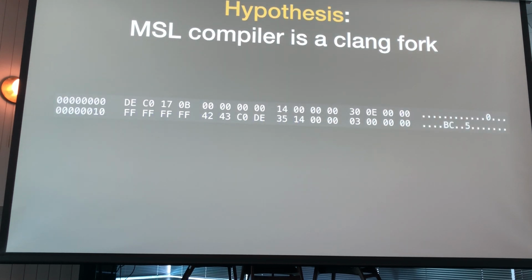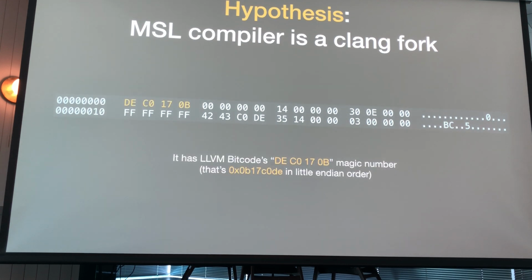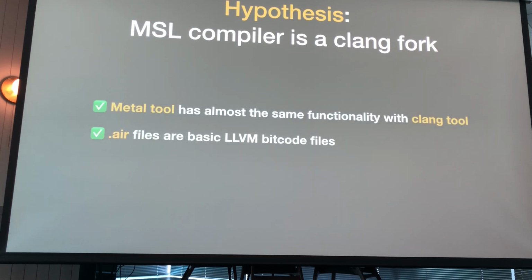And if you look at the header more closely, we can see a magic number, the so-called LLVM bitcode magic number, which states that this file is LLVM bitcode. So it should be a kind of confirmation that the Metal compiler is based on Clang, because it has very similar functionality to the Clang tool, and the produced files are also LLVM bitcode files.